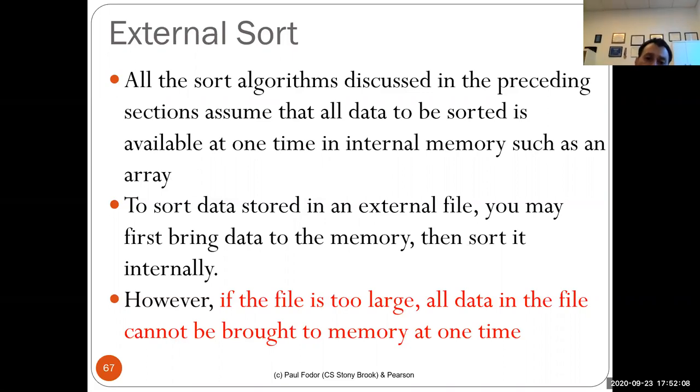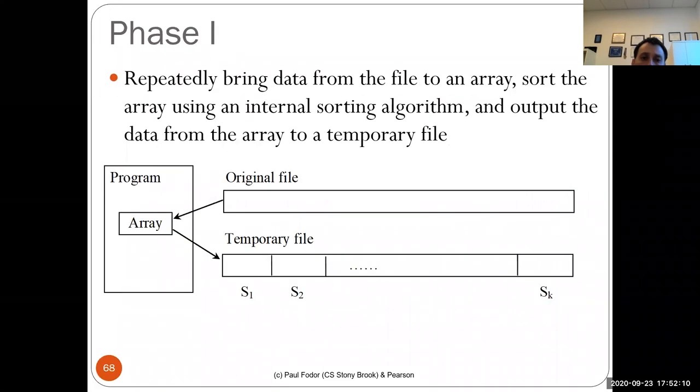In that case, if this file is too large, what you can do is basically sort as much as you can sort at one step. So repeatedly bring into memory one window of elements from the file, sort them, and store them into a temporary file. That's phase one.